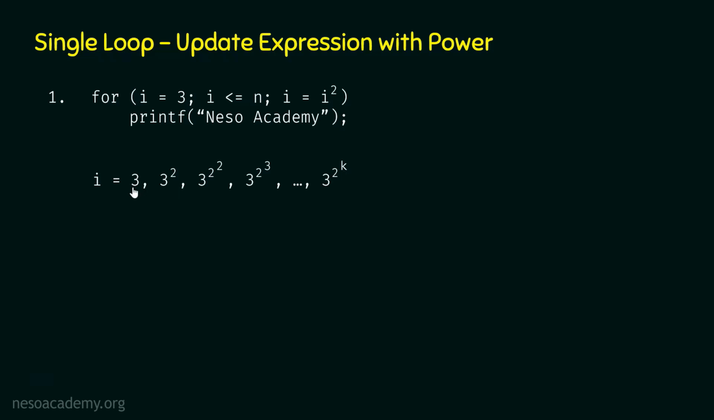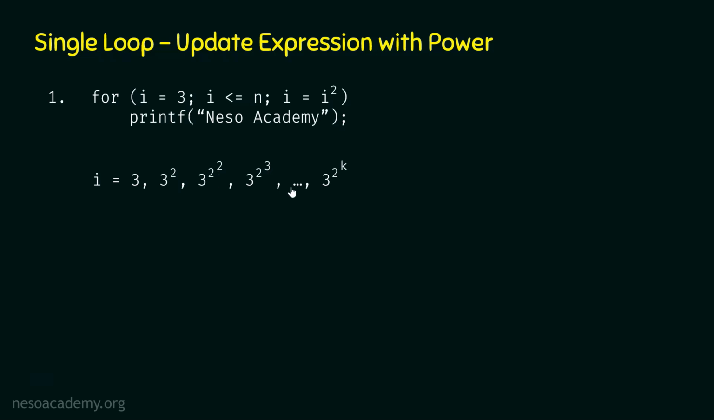Every time we can observe 3 power 2 is the constant and the power of 2 is the only factor which is changing. Here we have 2 power 0, here we have 2 power 1, here we have 2 power 2, here we have 2 power 3.